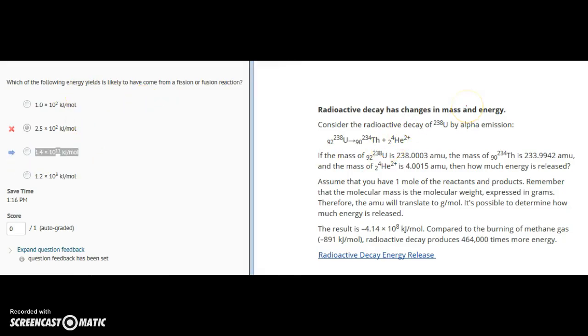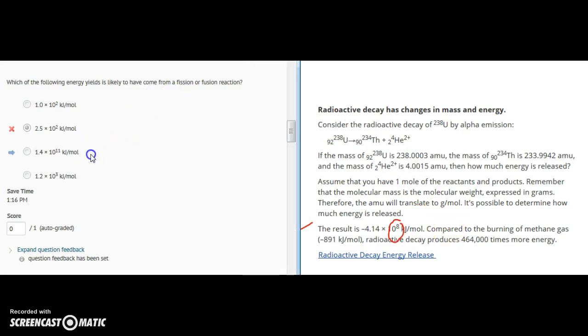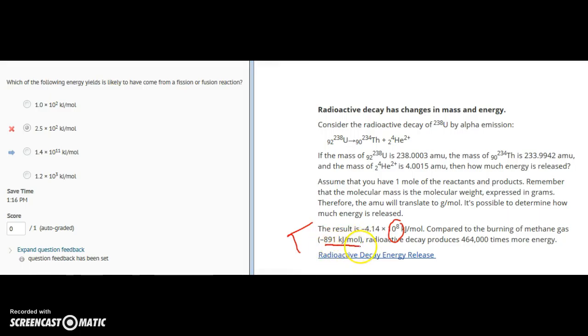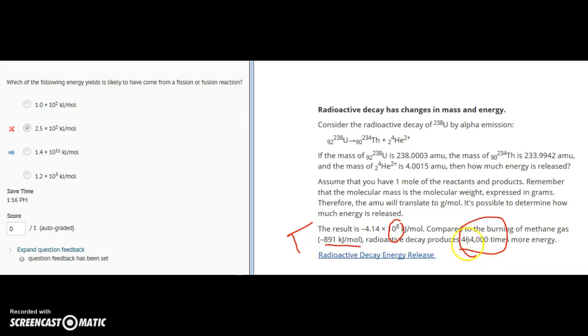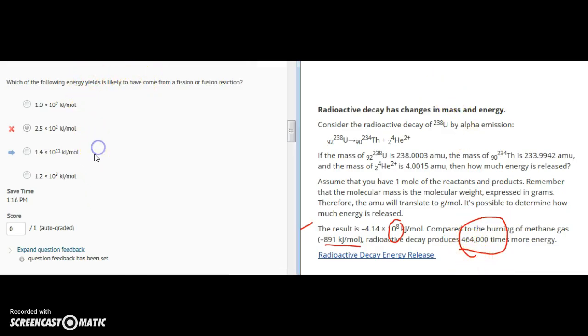And if we look here, this would be slide 5 in the 8.06, you can see here that it just talks about, right down here, the results. This was actually 10 to the 8th. So this reaction here has even more energy released, but you can see that compared to the burning of methane gas, which is 891 kilojoules, which is actually more than our 2 choices up here. It's a lot more. So fusion, fission, tons and tons of energy. So that would be the largest one there.